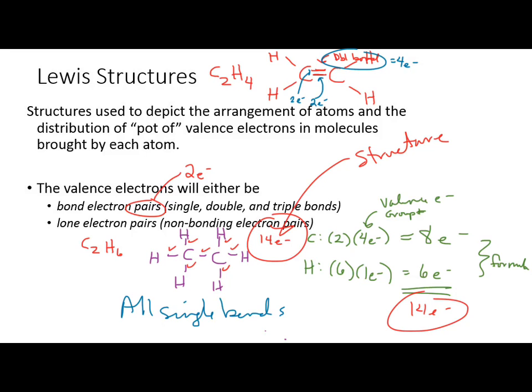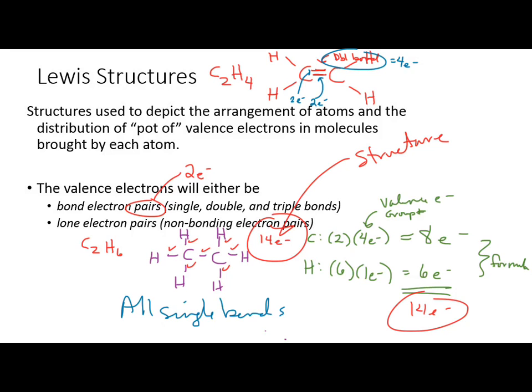If you have a carbon with 3 dashes between it and another carbon, how many electrons do you have there? You have 6 electrons there. And that's called a triple bond. And you feel the energy in a triple bond.